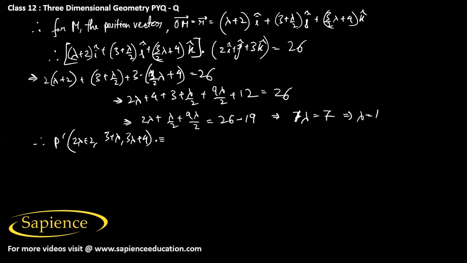So for lambda equal to 1, this will be equal to 3, comma, this will be 4, comma, this will be 7. So 2 ones are 2, 2 plus 2, that is 4. This will be 4, comma, 4, comma, 7. So this is the required image of the given point P.